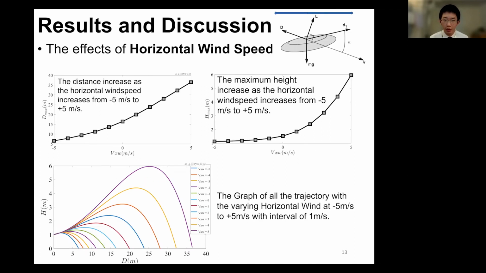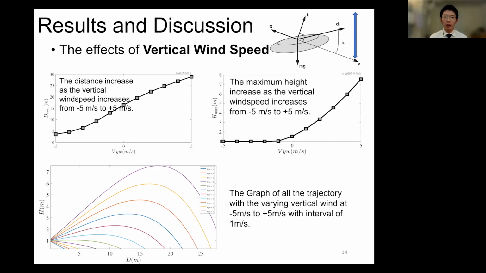Also, the effects of horizontal wind speed. The distance increases as the horizontal wind speed increases from -5 to +5 meters per second. At the same time, the maximum height increases as well. We also have the effects of vertical wind speed. So the distance increases as the vertical wind speed increases. Also, the maximum height increases as the vertical wind speed increases at the same time.